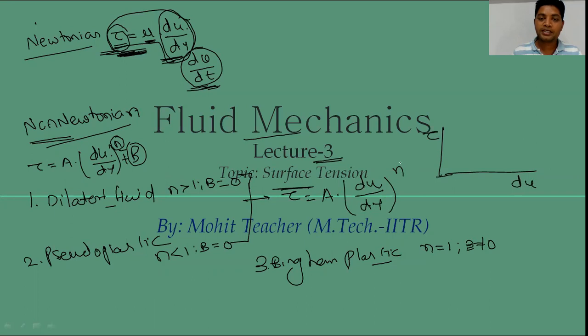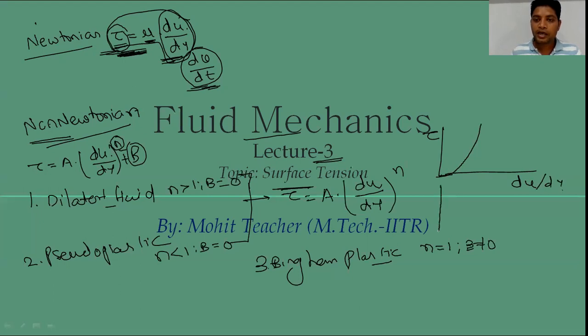Now for the dilatant fluid, if you see this graph, because the value of n is greater than 1, the value here will increase. By the way, if n is less than 1 there is also a possibility that it will increase, but the pattern is different. For the dilatant fluid, when n is greater than 1, the relationship follows this graph. This is tau and this is du by dy.